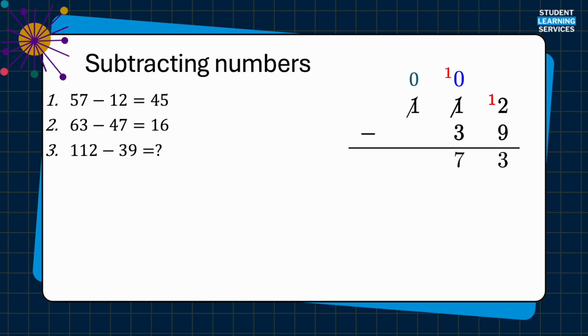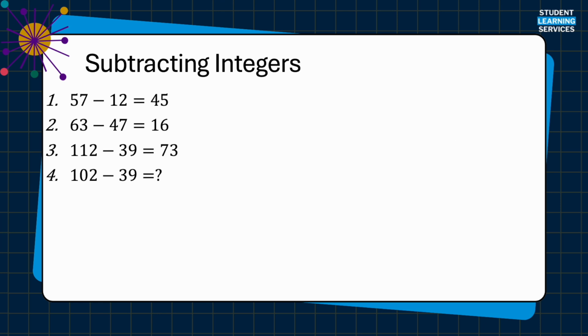Now we can deal with the hundreds digit. Because there's nothing besides 39, I will put a 0 there. We are doing 0 minus 0, which is also 0. So I'll put a 0 there. Therefore, 112 minus 39 is 73. We don't say 073, we will just say 73.